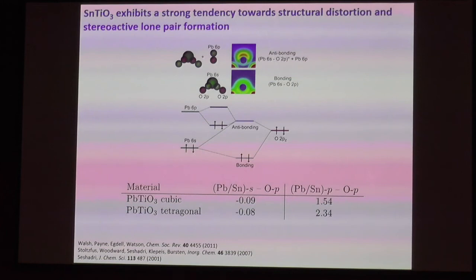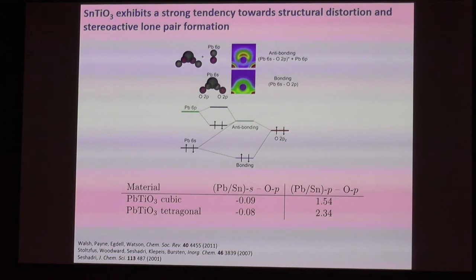And so we did something called a crystal orbital Hamiltonian population analysis for both lead titanate and tin titanate in the cubic and tetragonal phases. All you need to know for this table is that the sign represents a bonding or antibonding interaction, and these numbers have units of energy. So a negative sign is an antibonding interaction, and a positive sign is a bonding interaction.